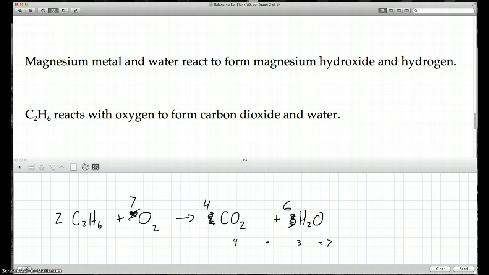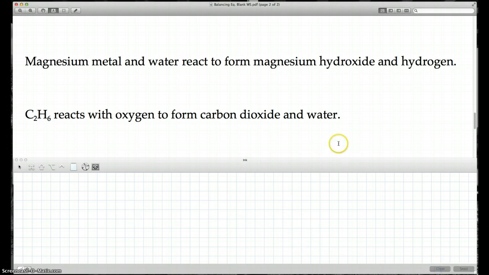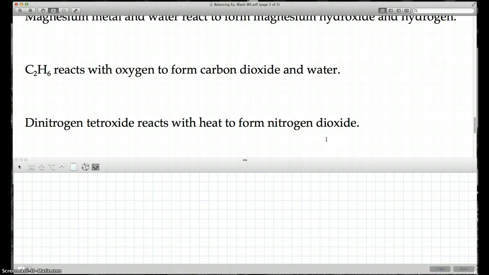Okay, let's see if I can get one more in here. Dinitrogen tetroxide. Dinitrogen, so N2, and notice there's no "and" between, so those are together, that's a compound. Tetroxide, oxide, tetra is 4, reacts with heat. Now, you haven't seen this before. The probably easiest way is reacts with heat to form. It means just the arrow, and you can just write heat right above it.